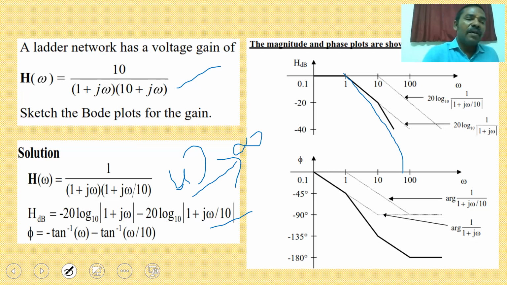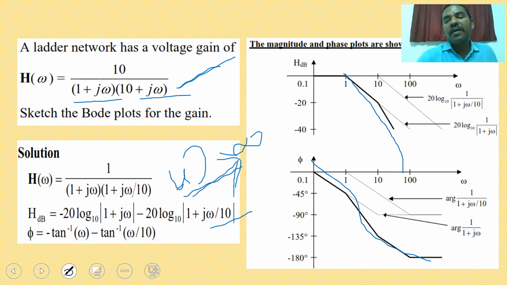So similarly for your given transfer function, the phi value, the phase angle value, is minus tan inverse of omega by 10. So by varying omega from 0 to infinity, this is your phase plot.